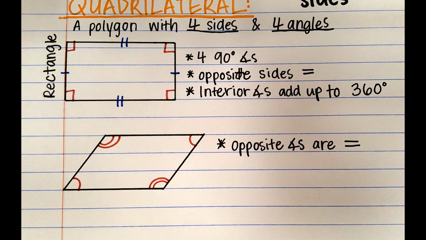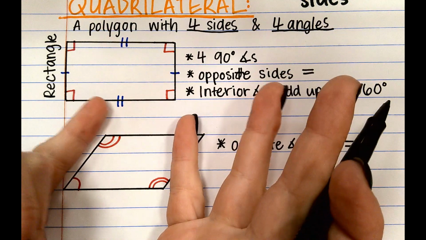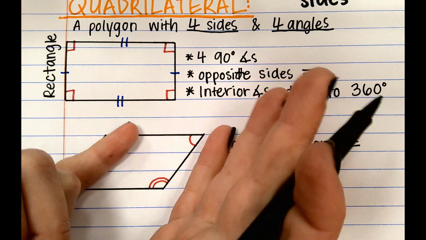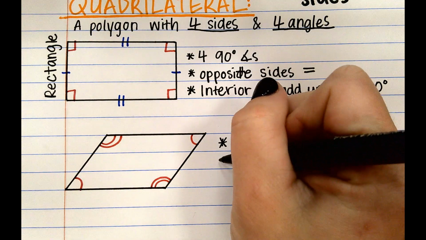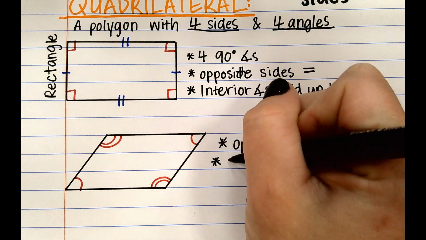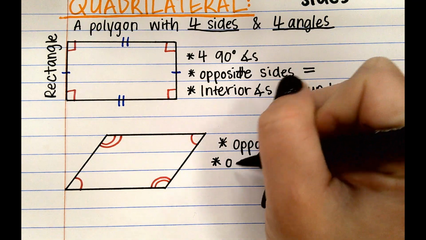The angles are equal. What about my opposite sides? Are they still going to be equal? Yes, they are, just like a rectangle. The sides didn't change, they just shifted over. The lengths stayed the same, so our opposite sides are still equal. And then we'll mark those with tick marks just like the rectangle.